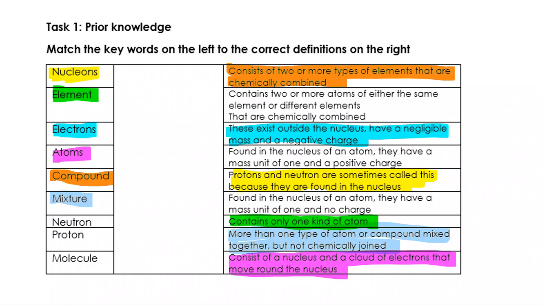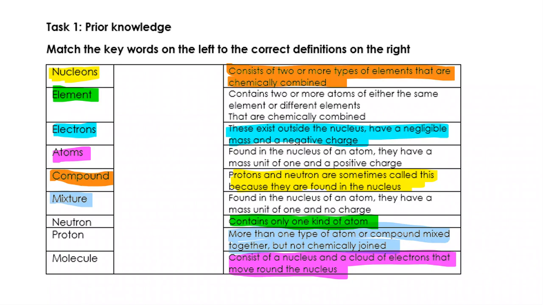So air is a prime example of that. Air contains nitrogen, which is an element. It contains oxygen, which is an element. It contains argon, which is an element. But it also contains carbon dioxide, which is a compound. They're not combined with each other. They are separated. They are mixed, but they're not chemically joined.